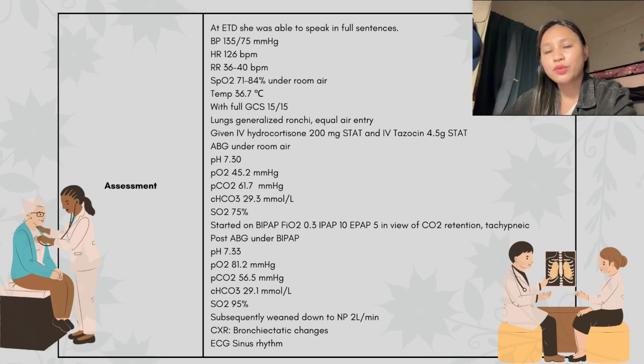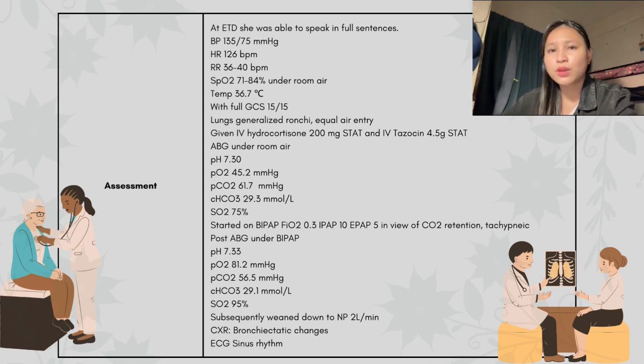She was then started on BiPAP with fraction of inspired oxygen 0.3, inspiratory positive airway pressure 10, expiratory positive airway pressure 5, in view of carbon dioxide retention and tachypnea. Post-ABG under BiPAP is pH of 7.33, which is slightly acidic, partial pressure of oxygen 81.2 mmHg, which is normal, partial pressure of carbon dioxide 56.5 mmHg, which is still high, bicarbonate of 39.1 mmol per liter, a little higher than normal, oxygen saturation of 95%, which is normal. The post-ABG interpretation under BiPAP is still partially compensated respiratory acidosis.